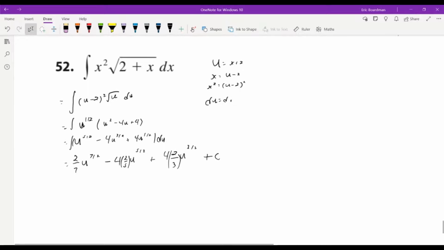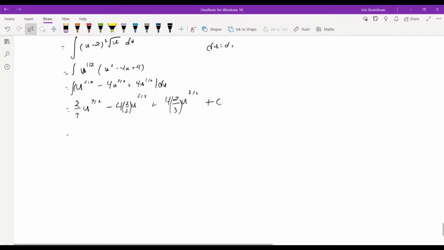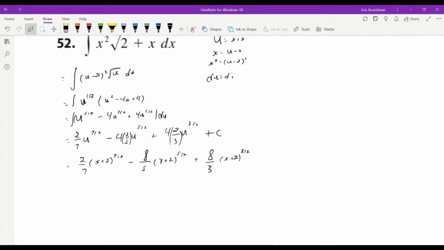And we know that u is just x plus 2, so this is 2/7, x plus 2 to the 7/2, minus, I can do 8/5, x plus 2 to the power of 5/2, plus 8/3, x plus 2 to the power of 3/2, plus c. So that should be the answer.